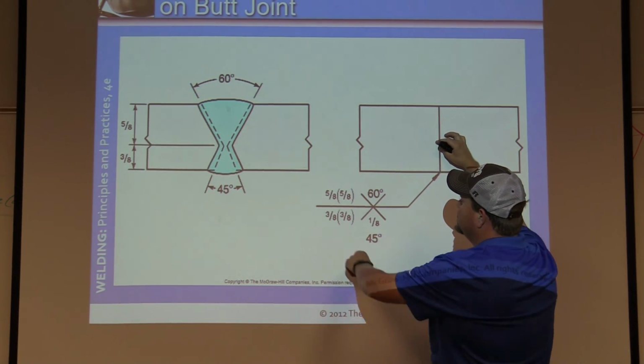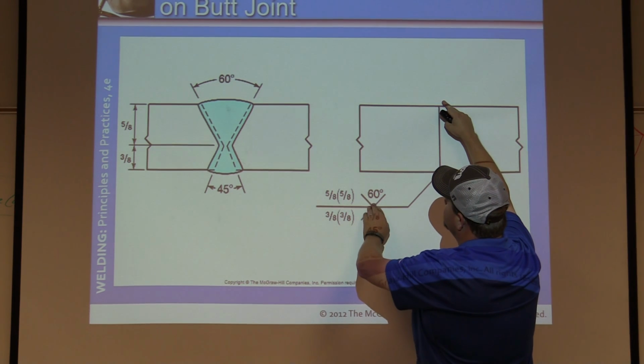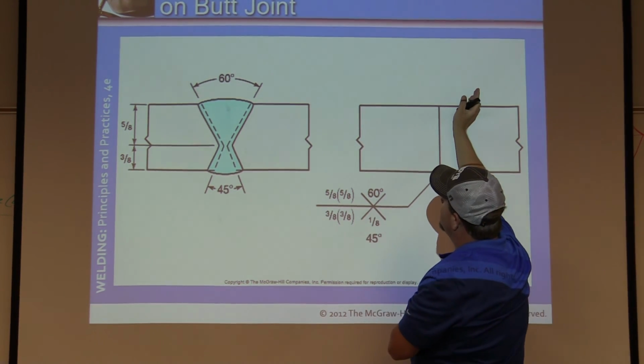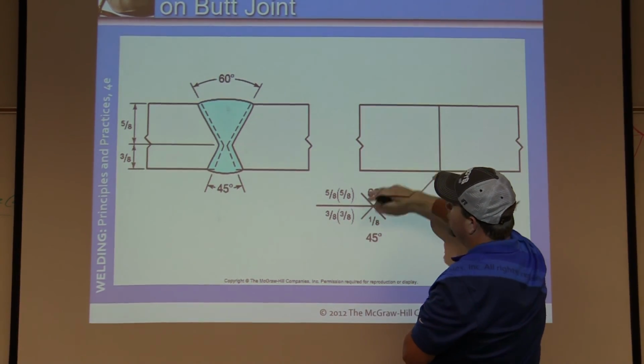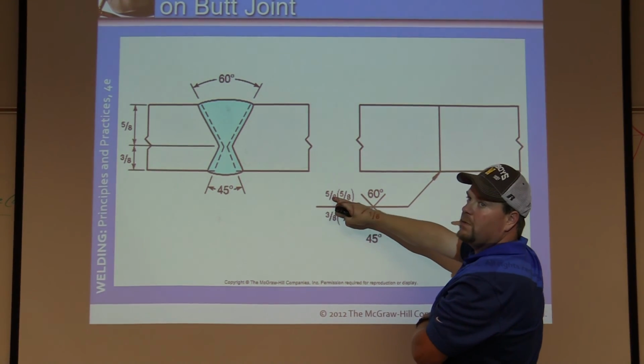Okay? Other side of the weld. 60 degrees, so it's wider. The groove angle is bigger. Part of the reason for that is because we are going deeper. Okay?